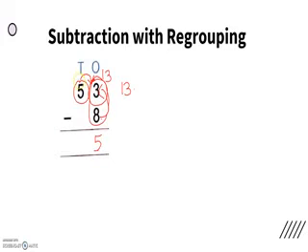Now here we have 1 is given. From 5, 1 is given, so we have here 4. 4 minus 0 is 4. So our answer is 45. So this is how we can do subtraction using regrouping.